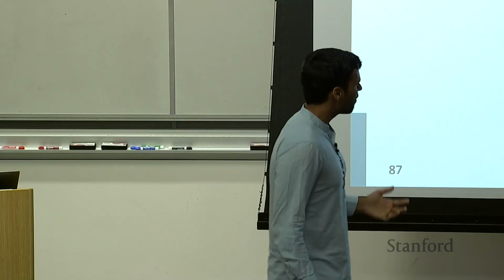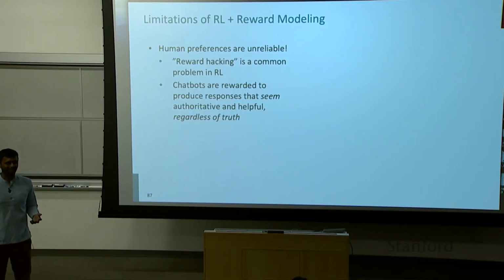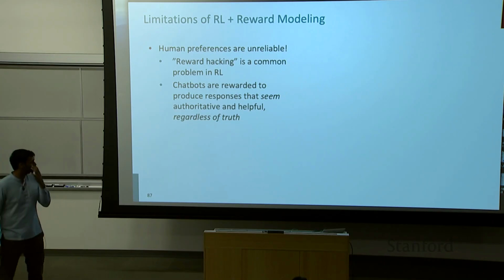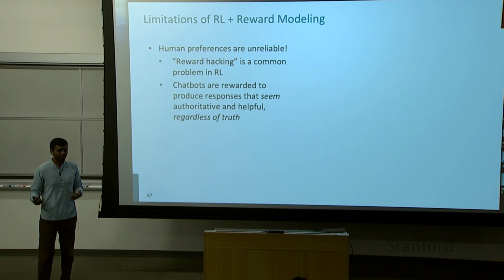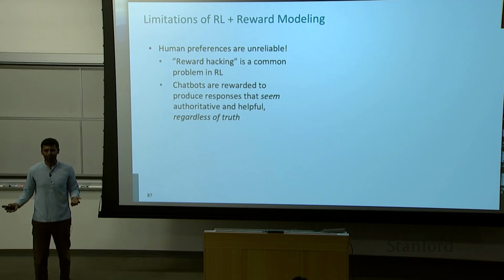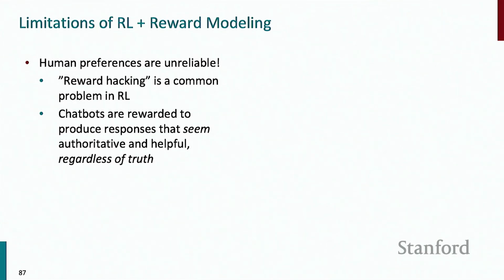And the other thing is that even optimizing for human preferences is often not the right thing, because humans do not always like things which are in their best interest. Something that emerges is that they like authoritative and helpful answers, but they don't necessarily like truthful answers. So one property that happens is that they'll prefer authoritativeness over correctness, which is maybe not something nice.